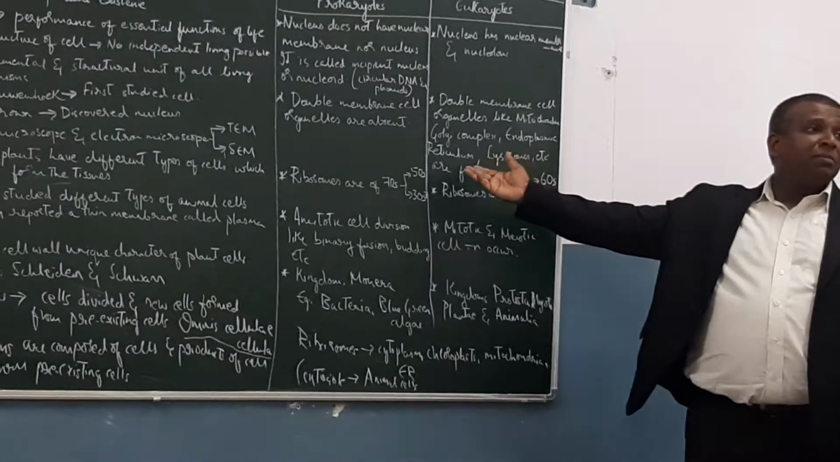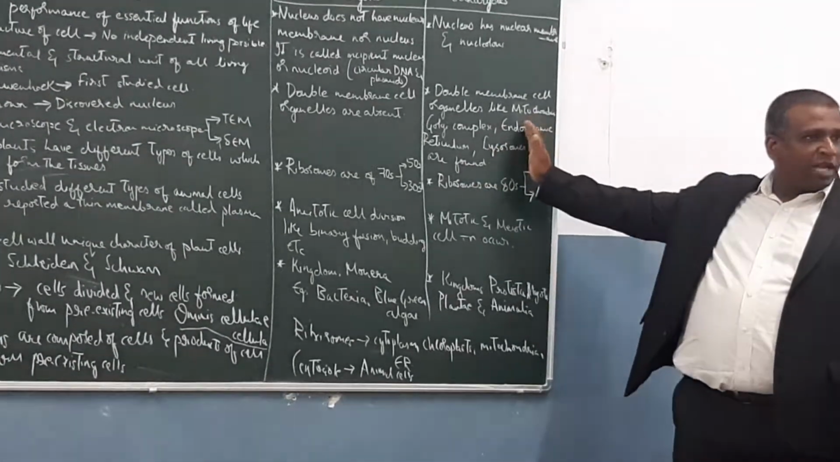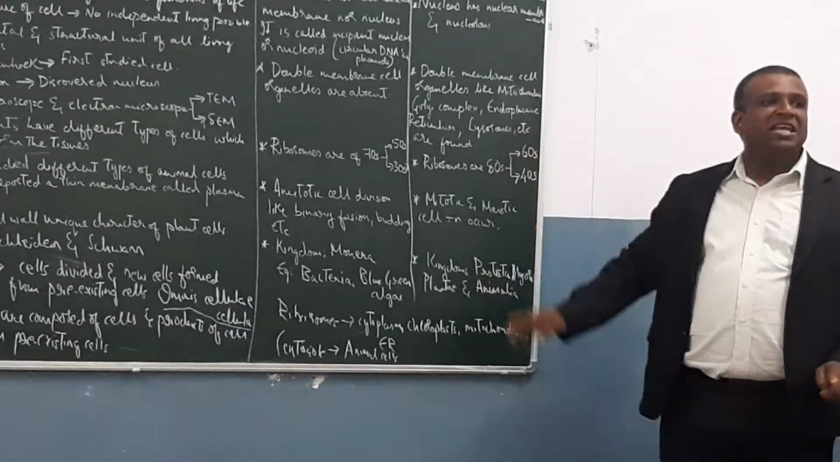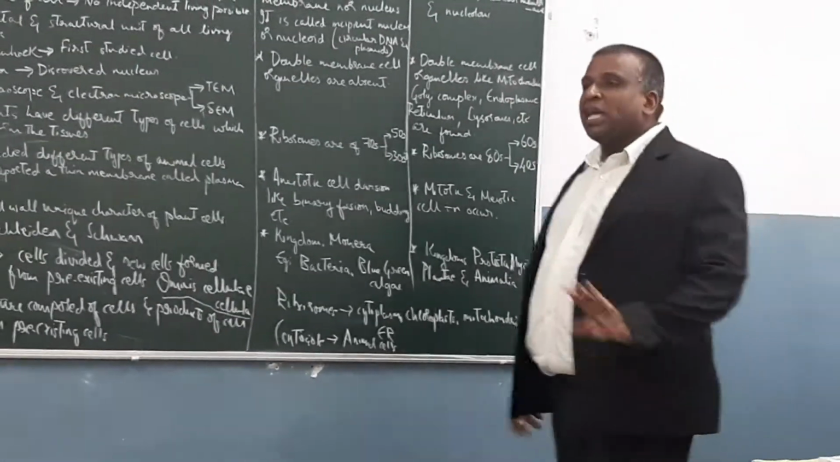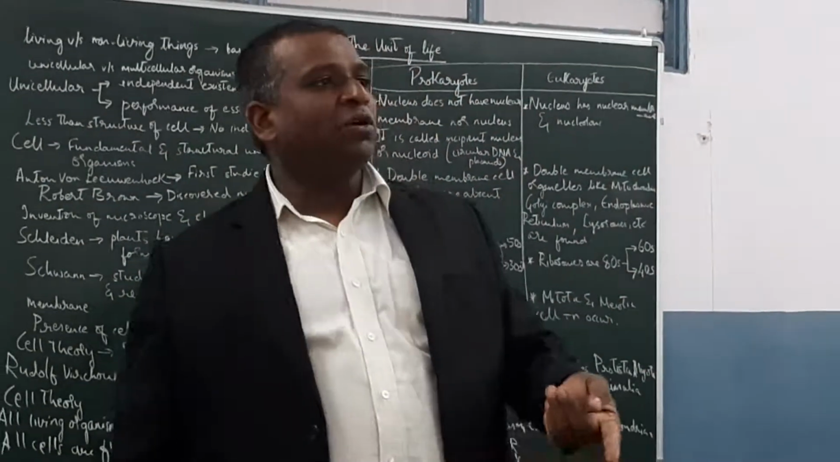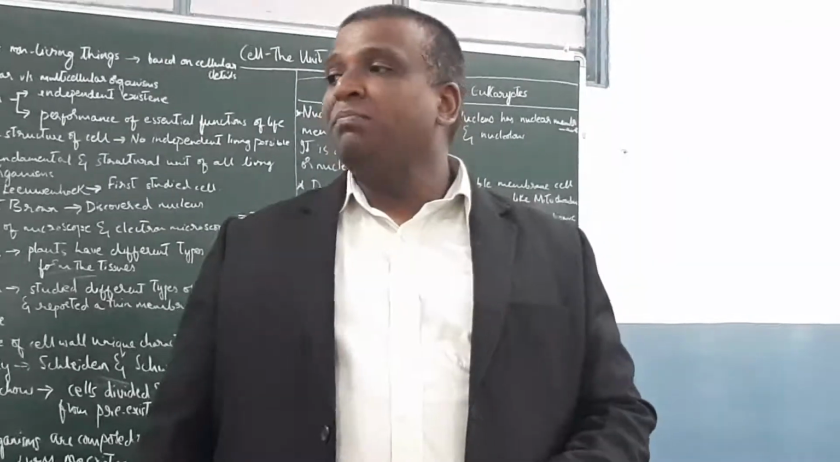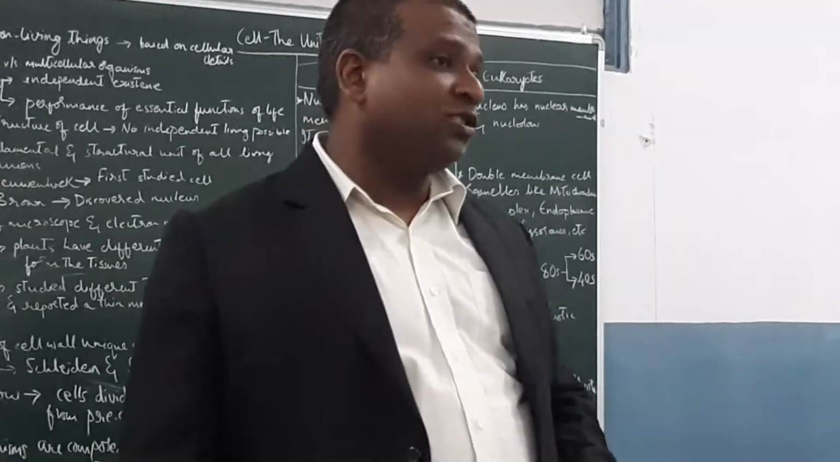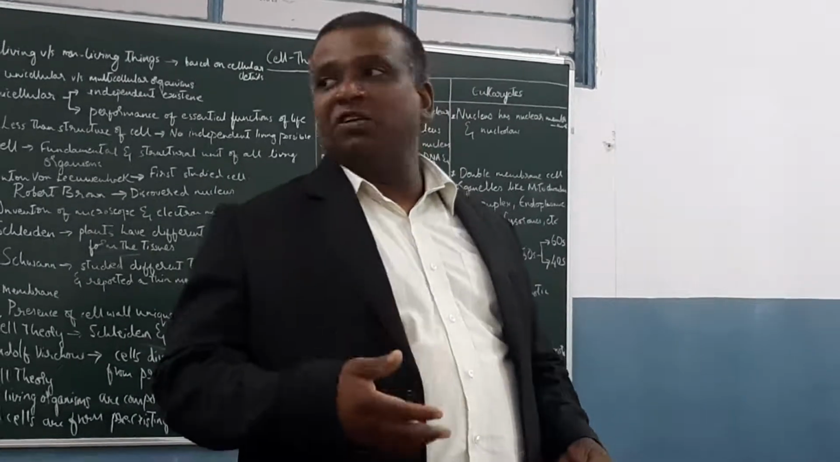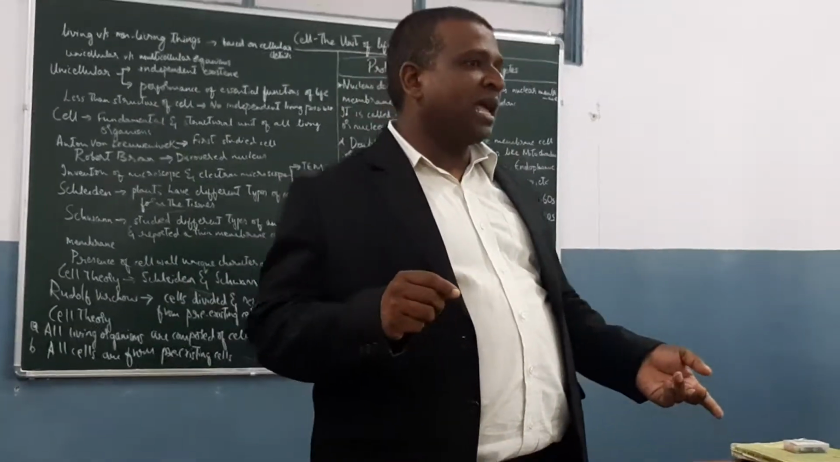Then double membrane cell organelles are present in eukaryotic organisms. They are absent in prokaryotes. Prokaryotic organisms do not have mitochondria. In the absence of mitochondria, what takes up the function of respiration? On the cell membranes, they have oxysomes. Oxysomes take up the function of respiration in prokaryotic organisms.